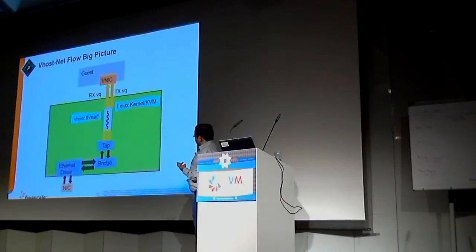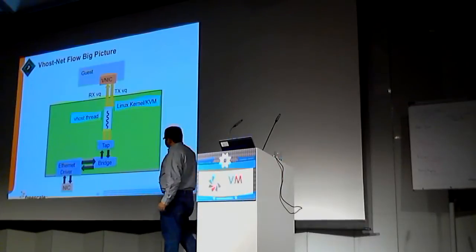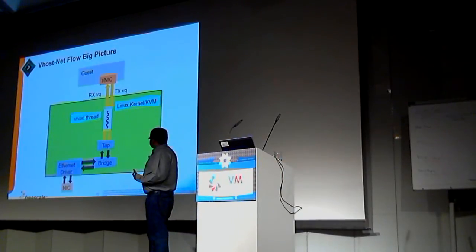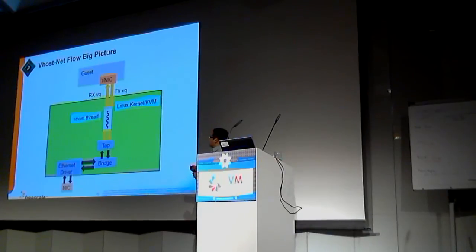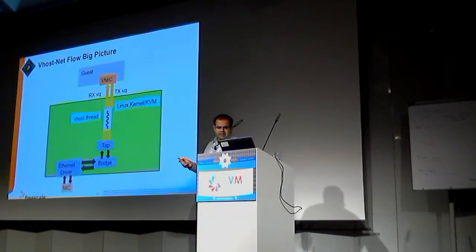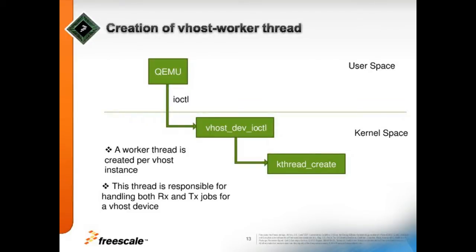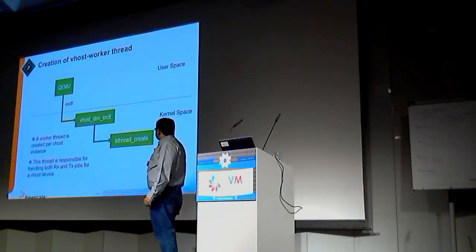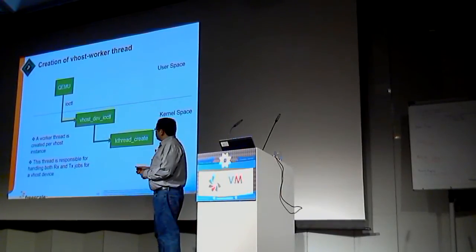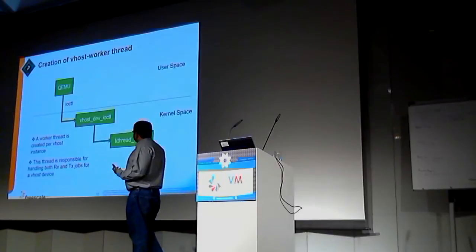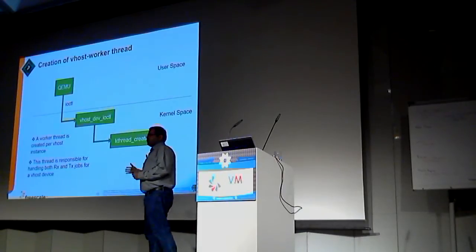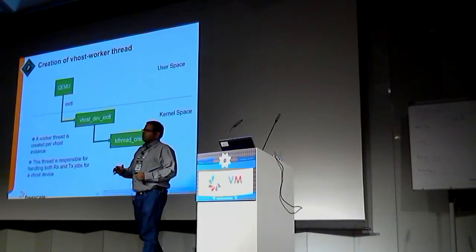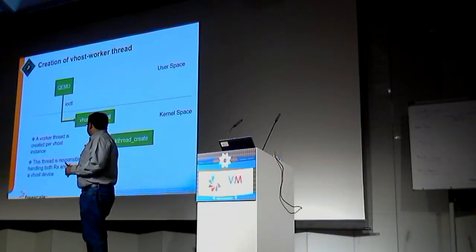And in the RX case, the packet is received by the host Ethernet driver. It's forwarded to the bridge, then it goes to the tap socket, then it goes to the vhost thread, and then finally to the VirtIO NIC sitting in the guest. The vhost thread is actually created through an ioctl interface through QEMU. QEMU invokes an ioctl to create this vhost thread in the host, right? And as I just mentioned, that vhost thread is going to handle both the TX and the RX jobs on behalf of the guest VirtIO NIC.